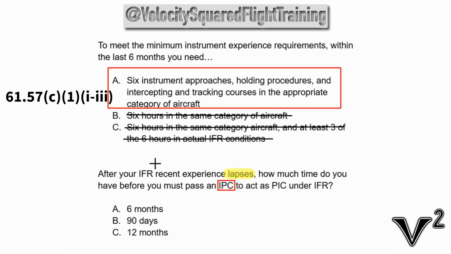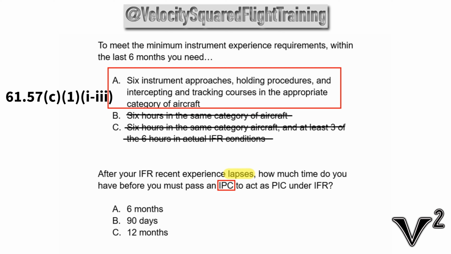Let's say it's January and it's the last time you flew, okay? So your 6 months have gone by. You're 6 months into the year, okay? What is that, July? So you're 6 months into the year, June, whatever. And you look back 6 months, you say, I haven't done any instrument flying at all. Okay, I haven't done any instrument flying. My recent experience has lapsed. Okay, how much time do you have before you must pass an IPC?